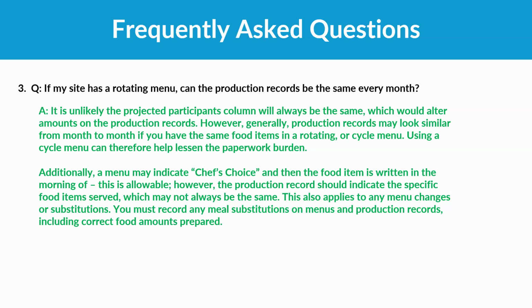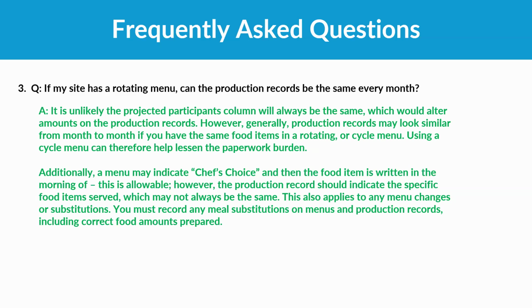However, generally, production records can definitely look similar from month to month. If you have the same food items in a rotating or cycle menu, that's definitely a benefit of using a cycle menu, is that you really only have to do the brunt of the production record work once, and then adjust depending on the number of participants. So using a cycle menu can therefore help lessen the paperwork burden.